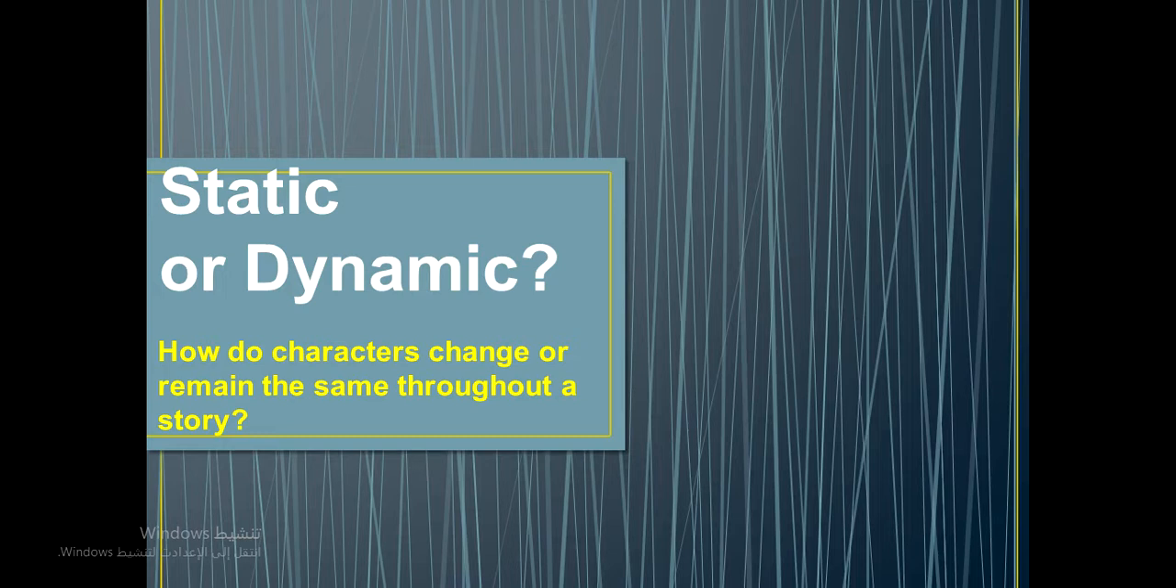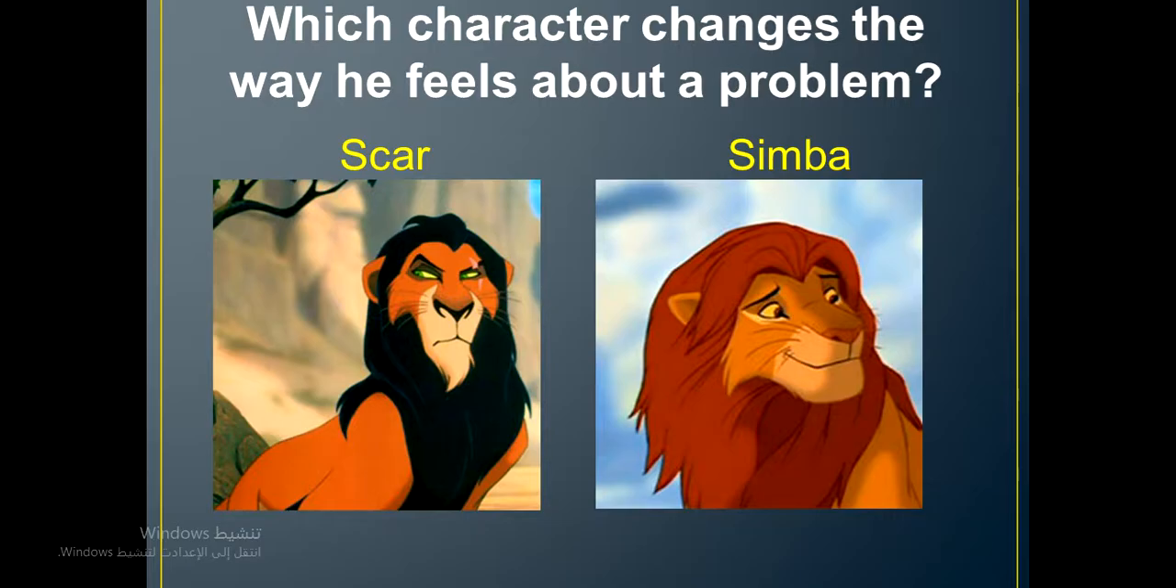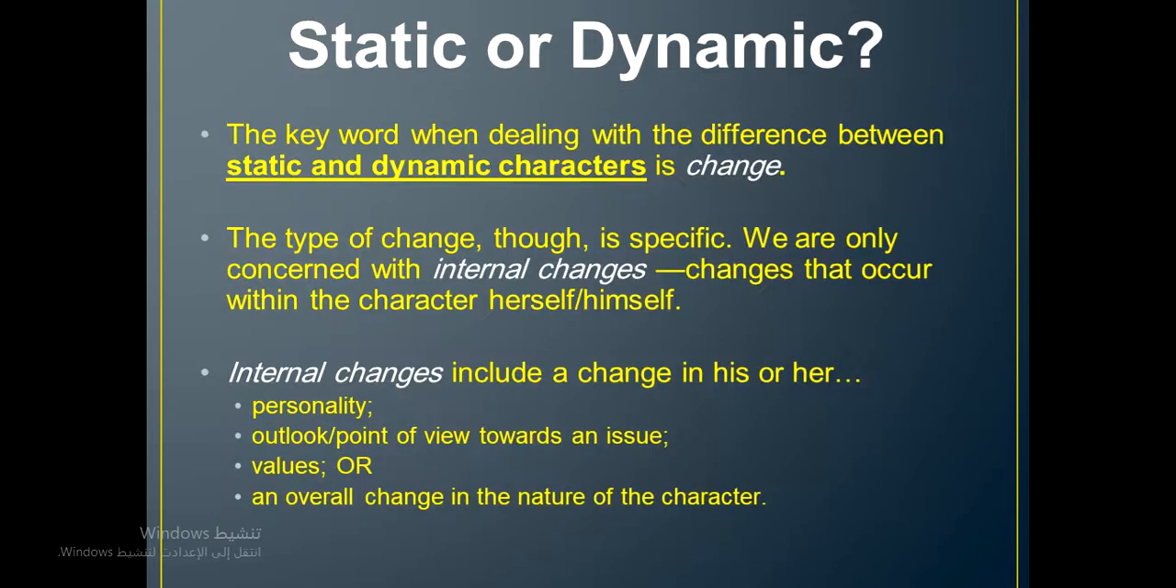Now let's go to another classification, static or dynamic. How can we define that this character is static or dynamic? Let's answer this question to be able to define: how do characters change or remain the same throughout a story? So the key word here is change. Which character changes the way he feels about a problem? If there's a change, then it's dynamic. If there's no change, then it's static. So the keyword again here between static and dynamic is change.